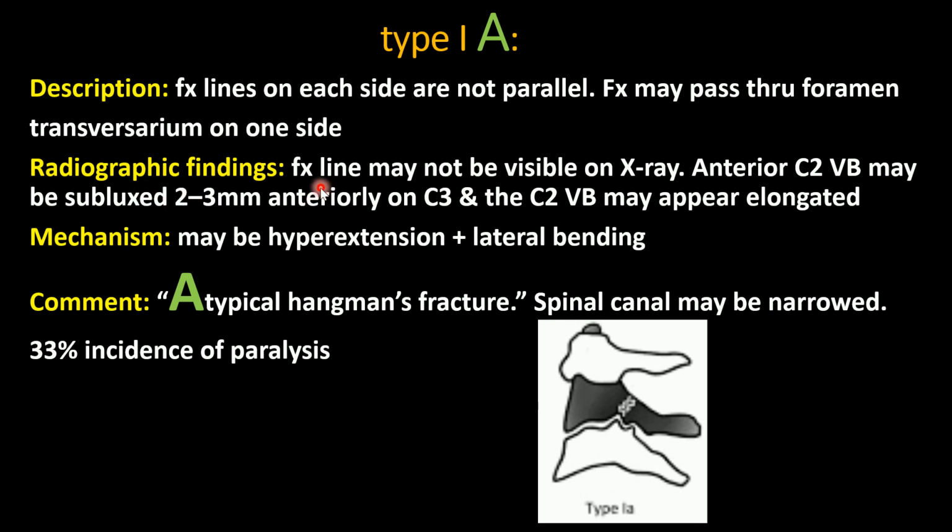Radiographic findings. The fracture line may not be visible on X-ray. The anterior C2 vertebral body may be subluxed 2 to 3 millimeters anteriorly on C3, and the C2 vertebral body may appear elongated. The mechanism may be hyperextension, as mentioned before, with lateral bending as the trauma is directed to the lateral foramen transversarium.